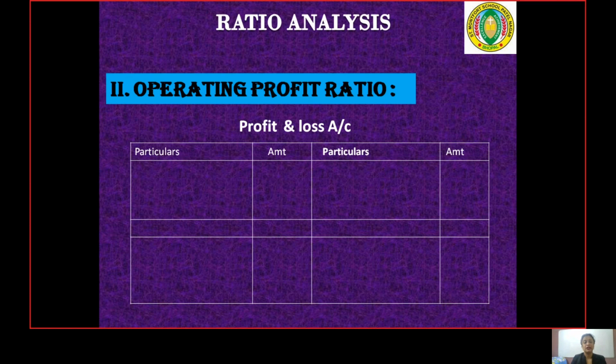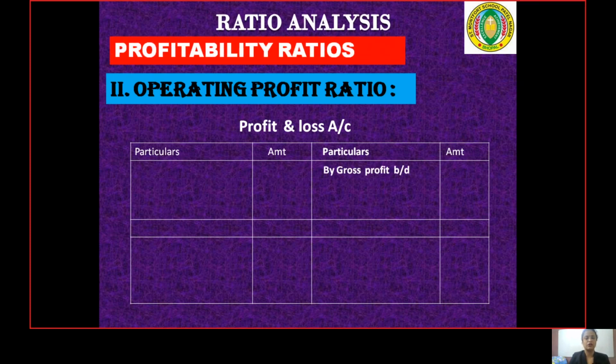Let's divide the profit and loss account. In the first part, let us keep the operating expenses and the operating income, and in the second part of the P&L, let us keep the non-operating expenses or indirect expenses, and non-operating income or indirect income. So in order to understand better, in a profit and loss account, the debit side always shows what? It shows the expenses, and the credit side shows the income.